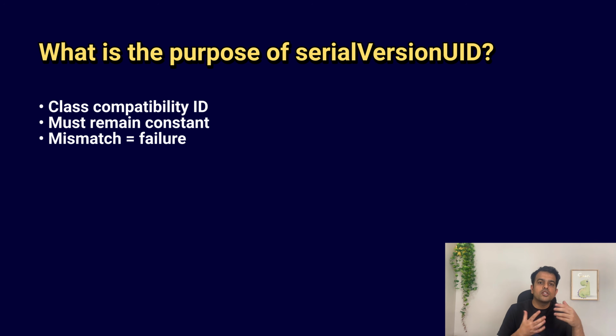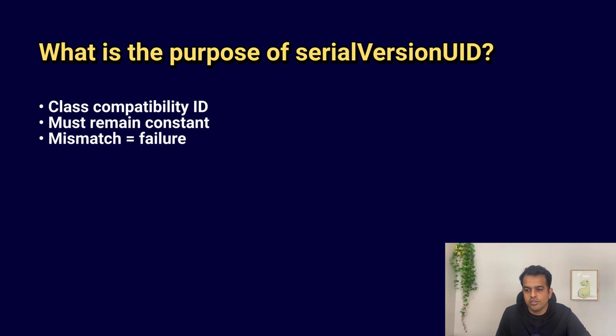Then the question comes: what is the use of defining a constant in that POJO class? The answer is it is an ID that helps Java to check class compatibility during deserialization. If the value mismatches, the deserialization fails and immediately throws an exception called InvalidClassException, and the object will not load. So we keep serialVersionUID a constant to avoid that failure.